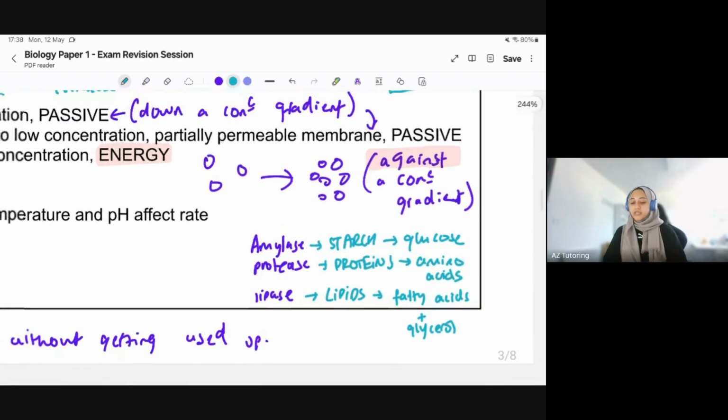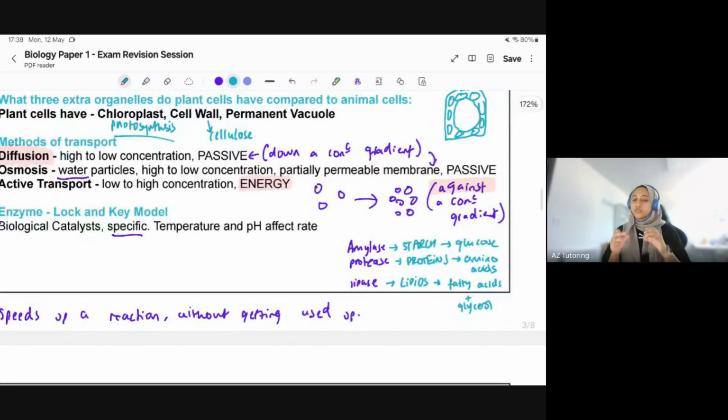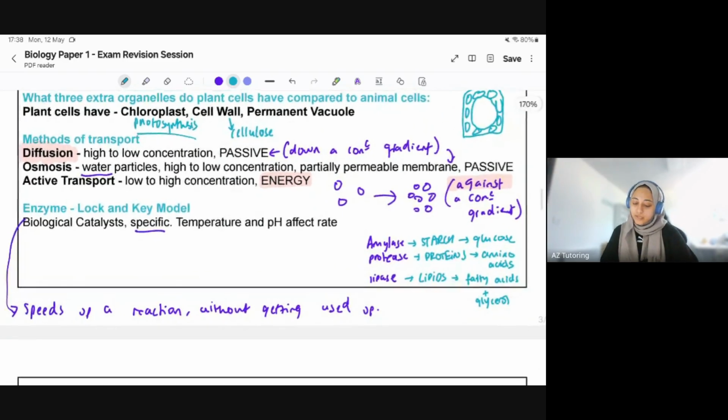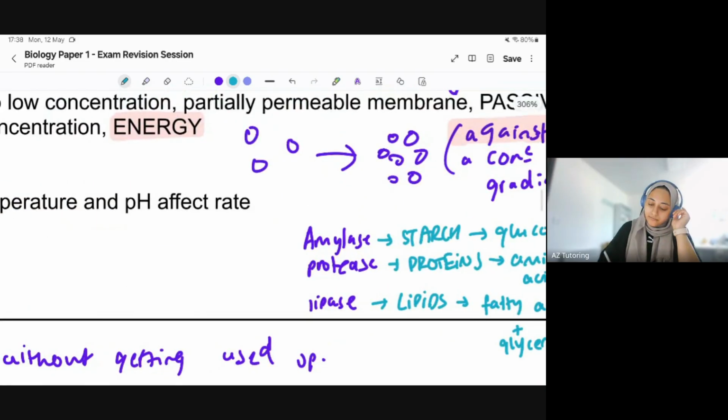So the whole purpose of enzymes is breaking down big molecules into smaller molecules that can get absorbed by the body. So we can use the glucose, we can use the amino acids, and we can use fatty acids and glycerol. That's the whole purpose. You need to know where these enzymes are also found. So amylase is within the saliva. Protease is in the stomach.